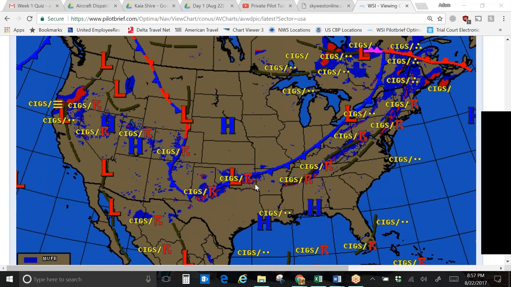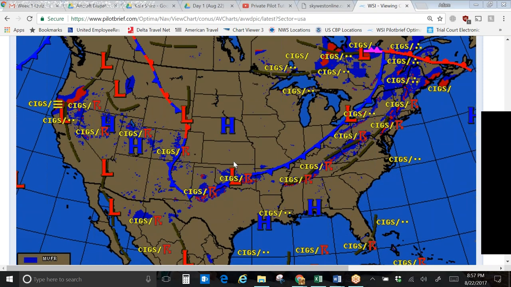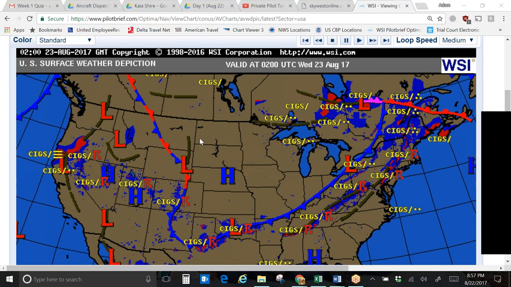Once again, this is not something that dispatchers normally use. Most of the weather that you're looking at, you're going to get from your TAFs and your METARs. I've never looked at one of these charts to see if the destination of my flight is going to be in marginal VFR or IFR conditions. But just so you guys know what it is, that's all this is showing us.